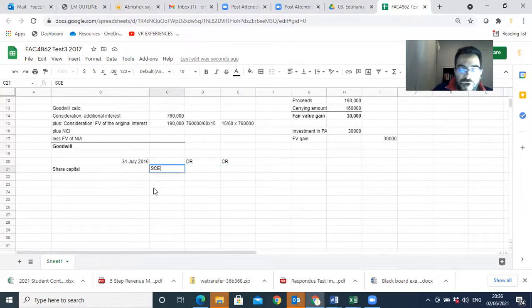This SCE, or you can call it SFP, doesn't matter. But generally, statement of change in equity accounts, we call SCE, assets and liabilities, SFP. Income and expenses that go through the profit or loss, we call P&L. Income and expenses, gains and losses that go through OCI, we say OCI.